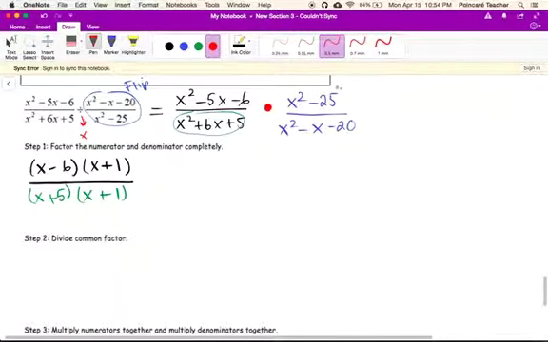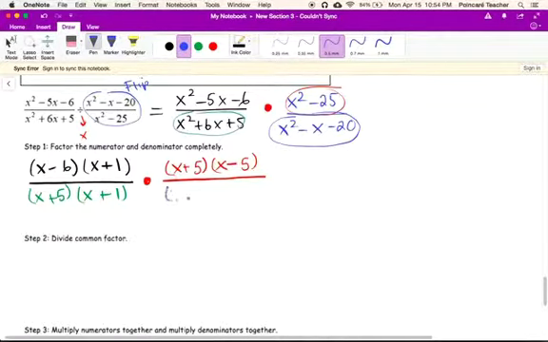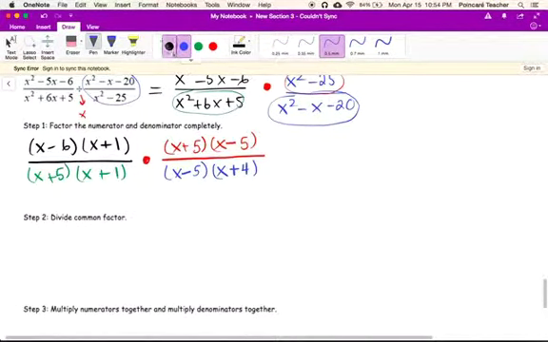Okay, then I'm going to factor this. This is a difference of squares. So I'm going to have a plus and minus version, x plus, x minus, and then take the square root of 25, which is 5. And then lastly, for this denominator, there'll be x, and two numbers that multiply to give me negative 20 and add to give me negative 1. That's got to be 5 and 4. 5 should be negative, 4 should be positive. Okay, so step 1 is done.